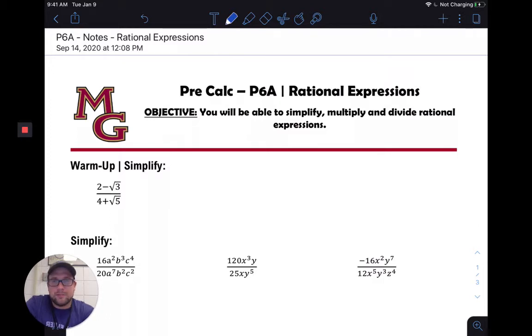Today we're going to be talking about standard P6A, which is rational expressions. This will be a 3-day standard, so you will find three kind of sections, A, B, and C, that will be relating to these rational expressions.